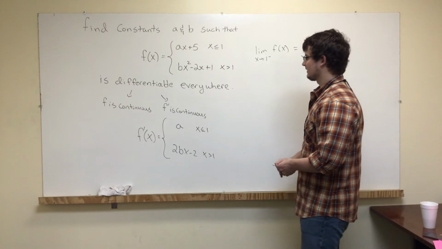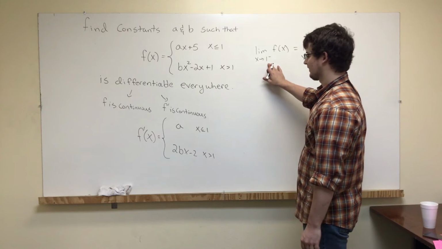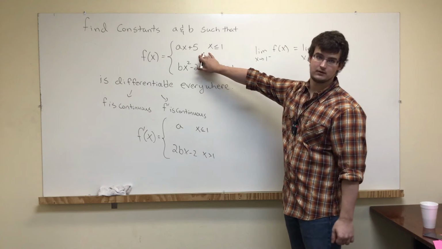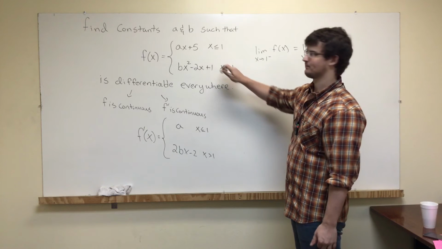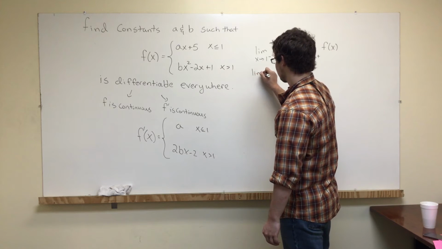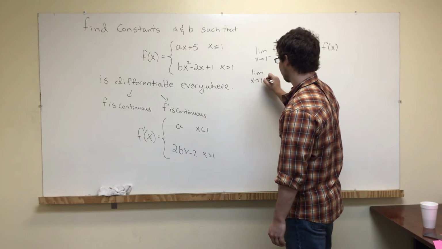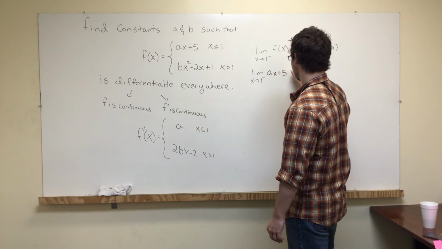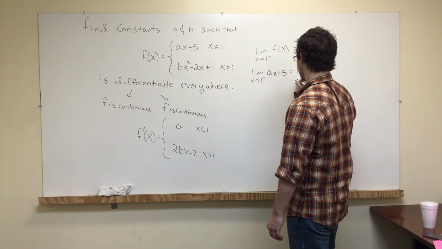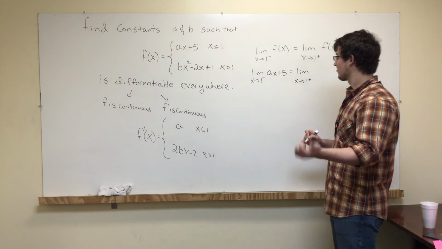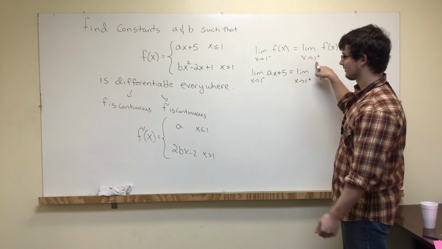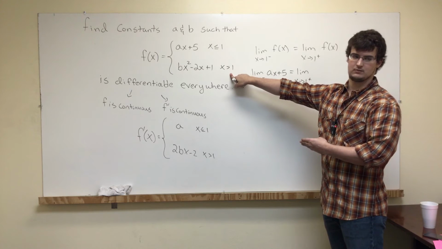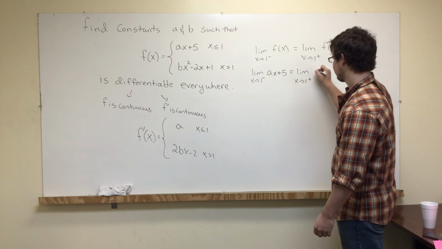Alright, so when I evaluate this limit, if I'm going to go to 1 from the left, I need to pick the part of the function that is to the left of 1. And that's going to be this one, because this is for less than or equal to 1. So, limit as x goes to 1 from the left, ax plus 5 equals limit x goes to 1 from the right. And for this one, I want the one from the right. So that's going to be this one, because this is x is bigger than 1, or to the right of 1.